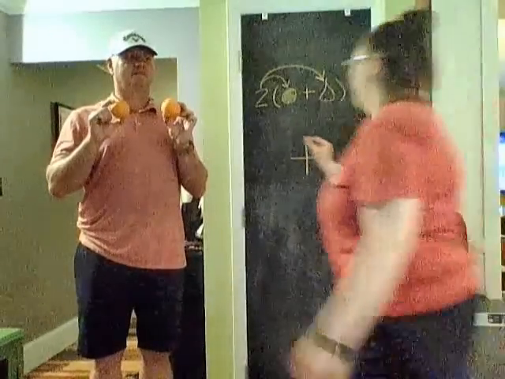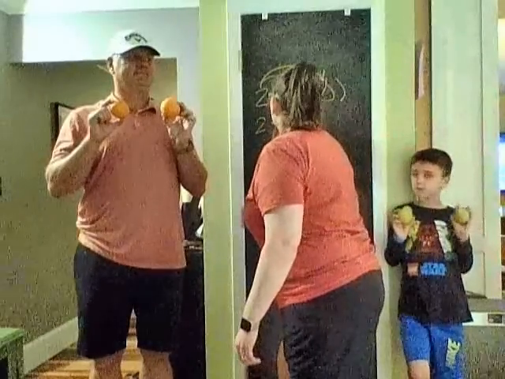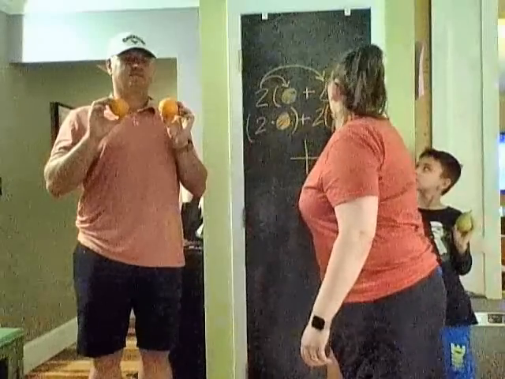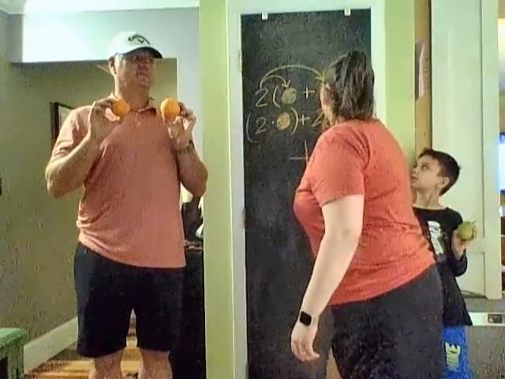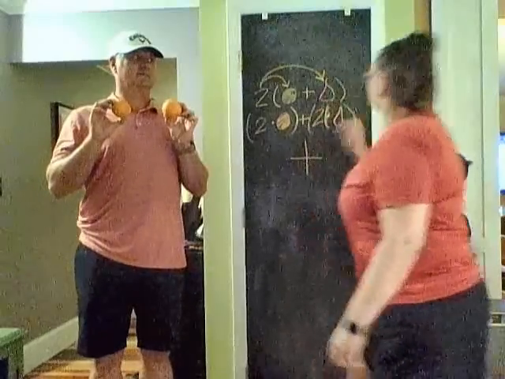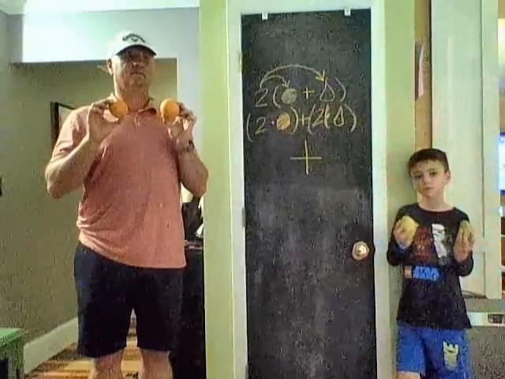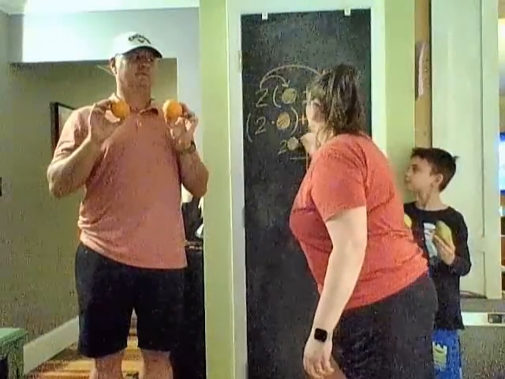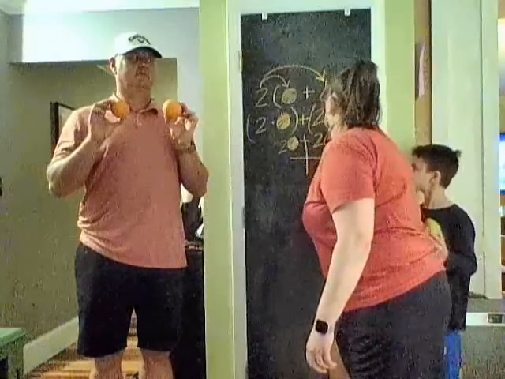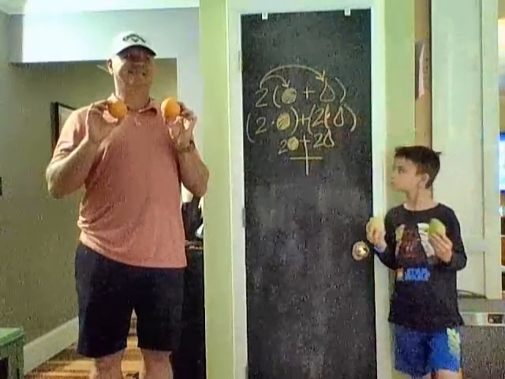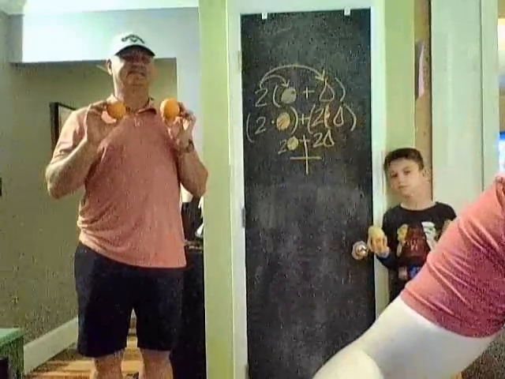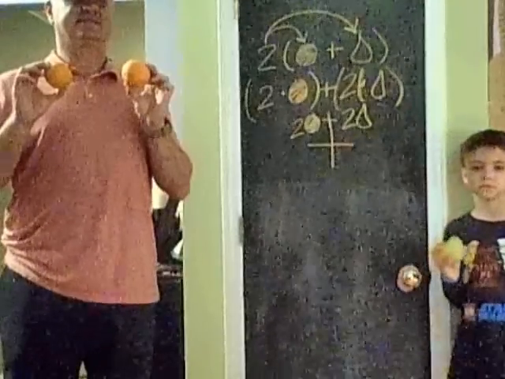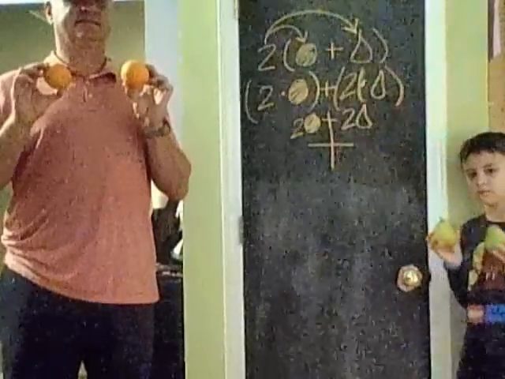I can rewrite this as 2 times an orange plus 2 times a pear. So my final answer would be 2 orange plus 2 pear. Not too bad. That is how we show the distributive property. 2 orange plus 2 pear.